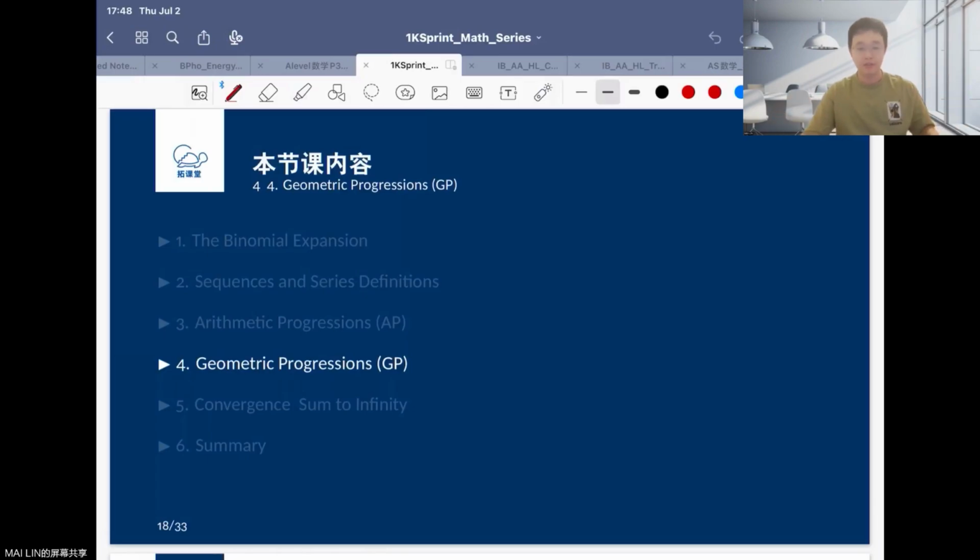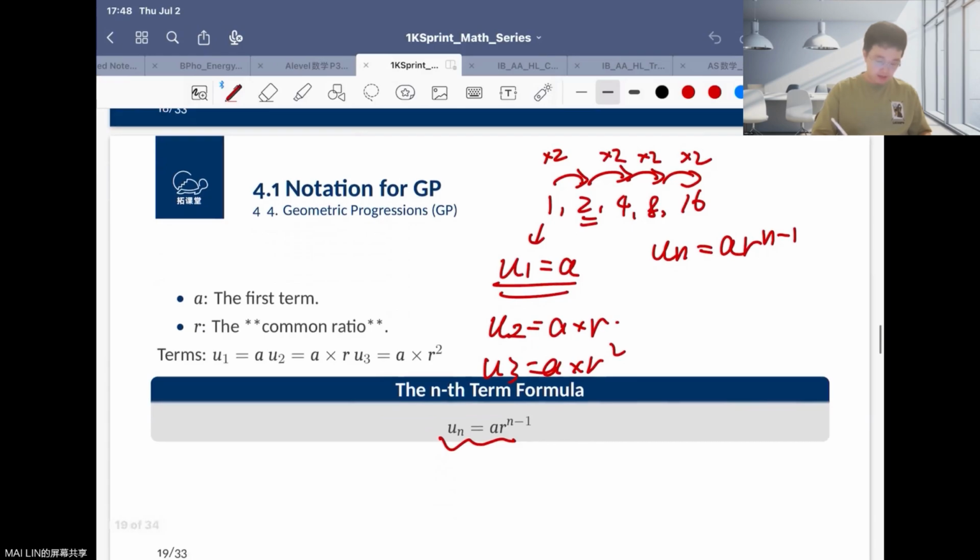Hello guys, today we are talking about the geometric progression. Okay, so let's move into the first part of it. First, let's understand what a geometric progression is.